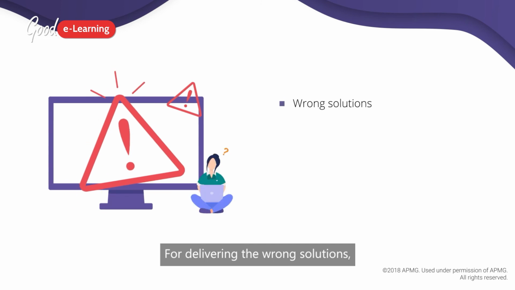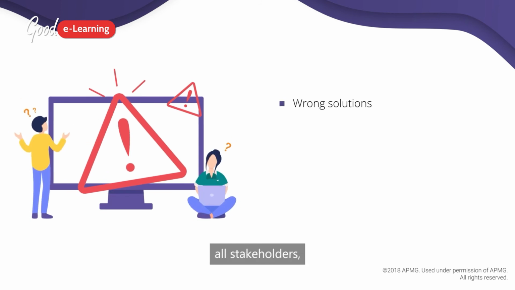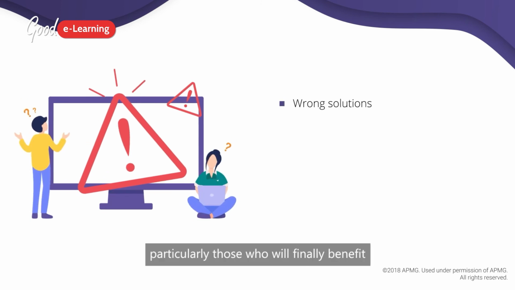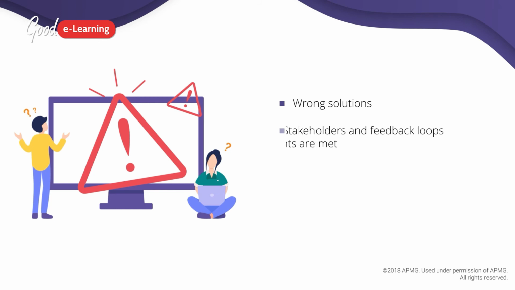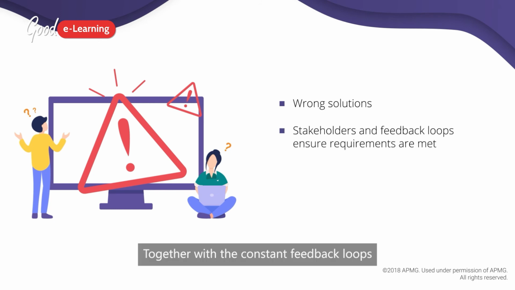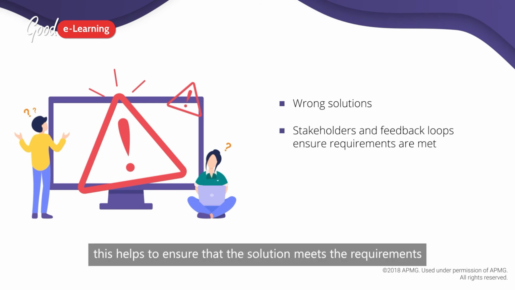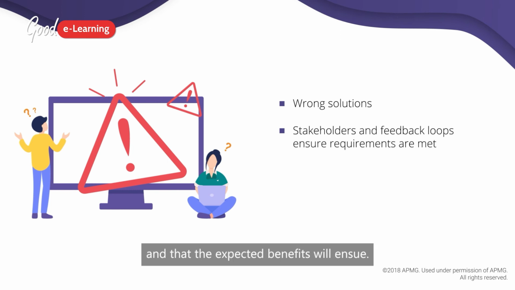For delivering the wrong solutions, all stakeholders, particularly those who will finally benefit from the program outcomes, are continuously and actively involved in the program or projects within the program. Together with the constant feedback loops and incremental delivery, this helps to ensure that the solution meets the requirements and that the expected benefits will ensue.